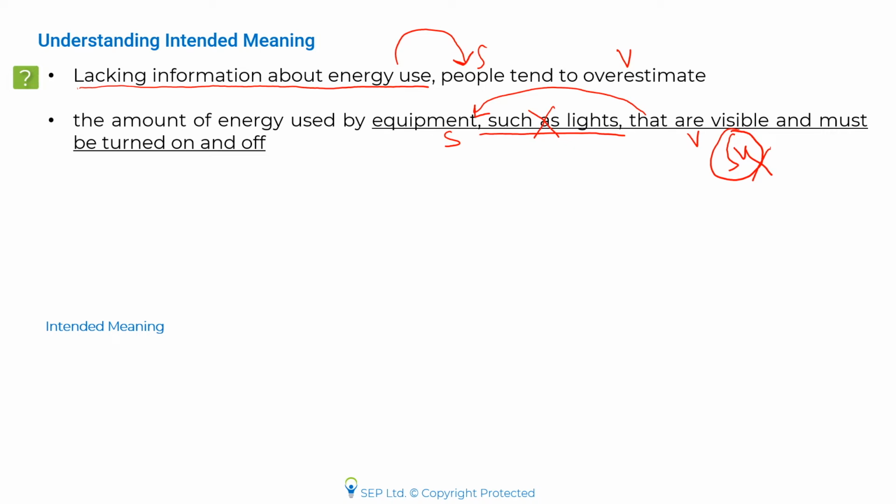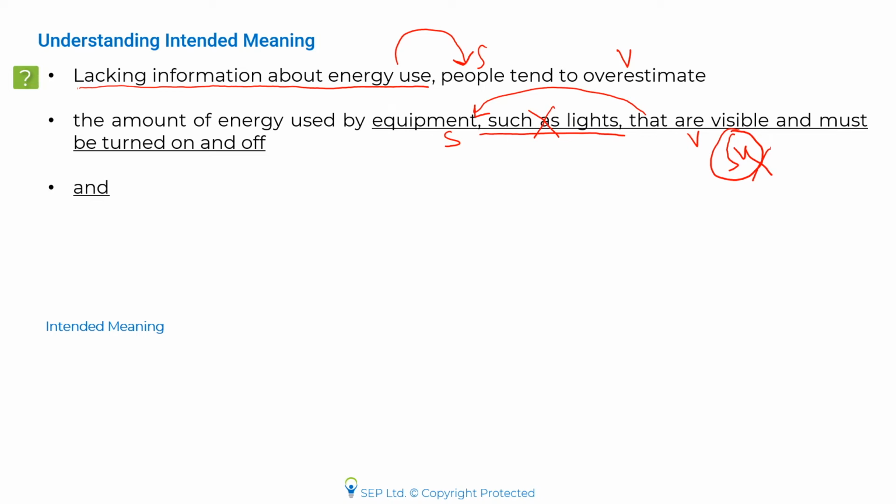It should have been amount of energy used by equipment that is visible and that must be turned on and off. So what we are really saying is people do not have a correct estimate of the amount of energy that is used by equipment that people can see and that people need to turn on and off. Okay. So we've already got one red flag.